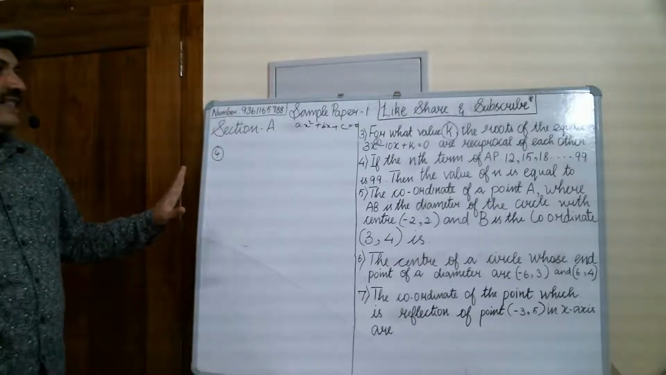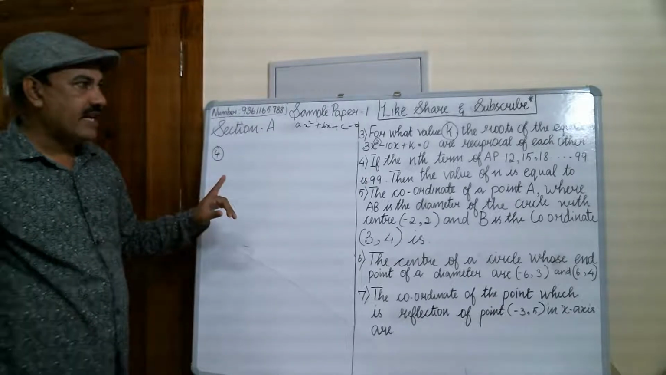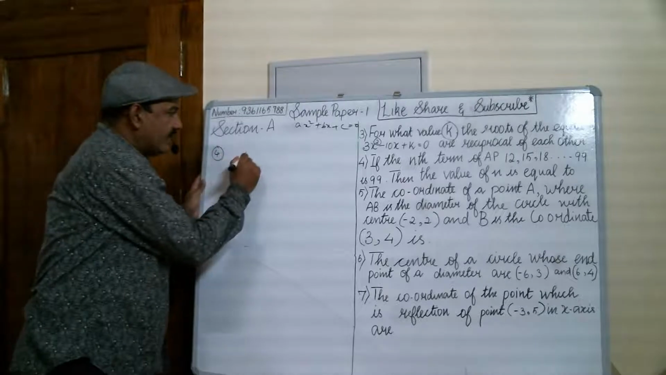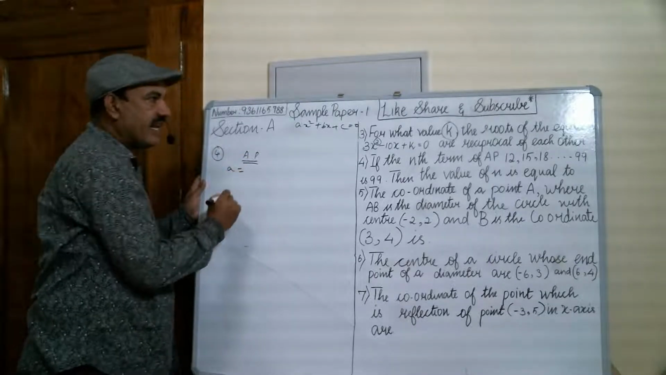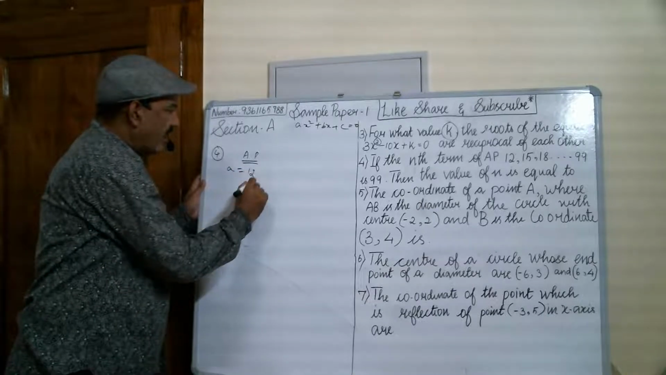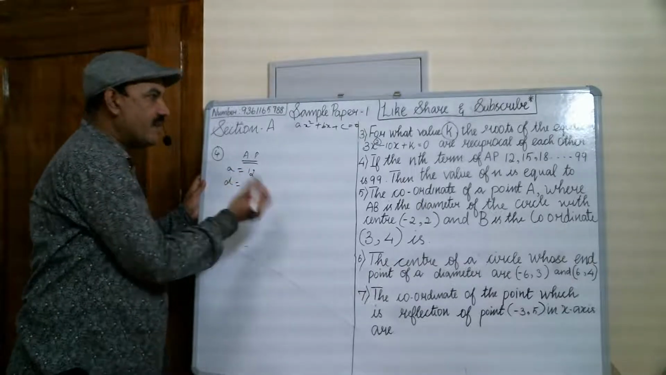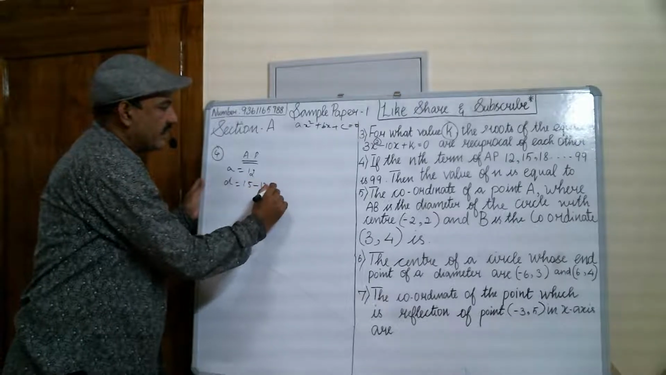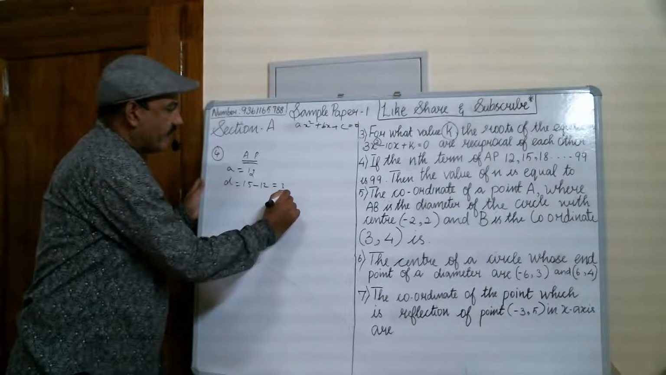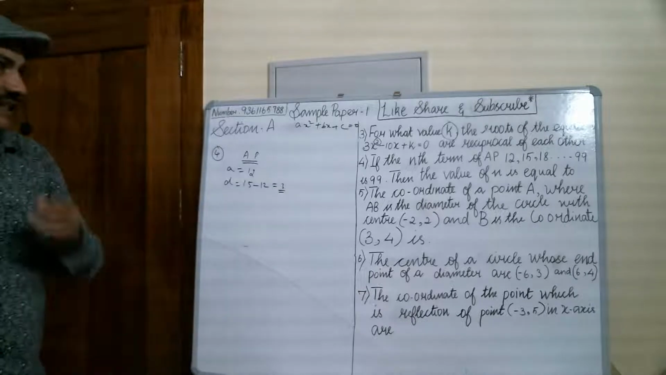If the nth term of an AP is 12, 15, 18. So the chapter is arithmetic progression. First term, which is a, is 12. Common difference d is equal to, we always subtract the first term from the second term, which is nothing but 3. So the value of d is 3.